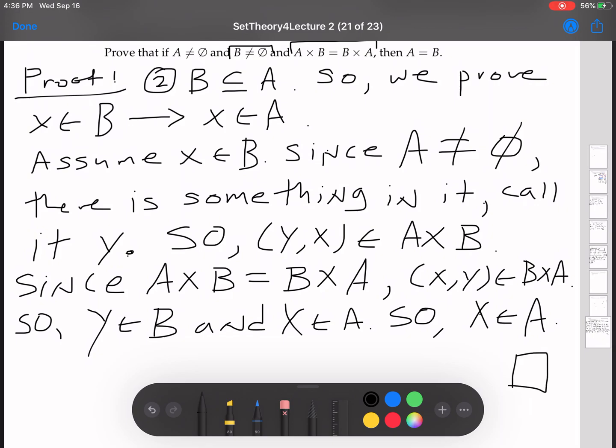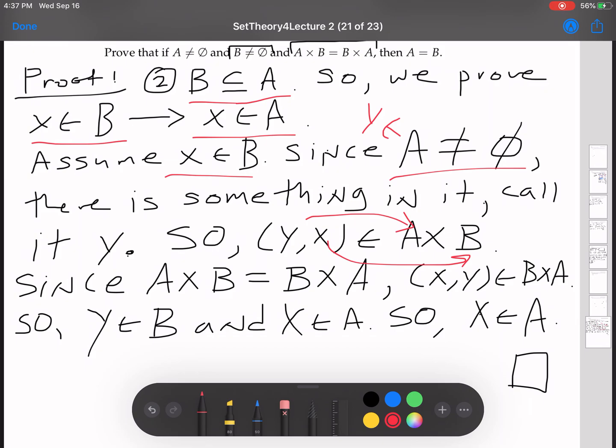And that's the proof. Let's check real fast just to make sure we got all this correct. B is a subset of A, so x is in B. Proving x is in B implies x is in A. Suppose x is in B. Since A is not empty, there's something in it, we'll call it y. So y is in A. Since those are equal, then you flip it around. yx, x turns into xy. No, yx, okay, that's right, my mistake here. This should be yx. So y is in B and x is in A.